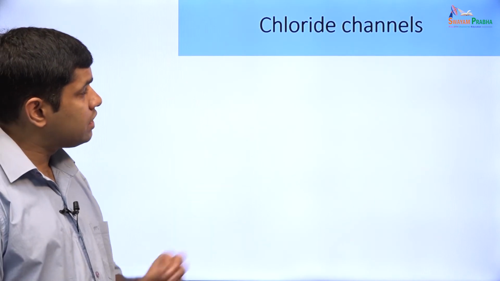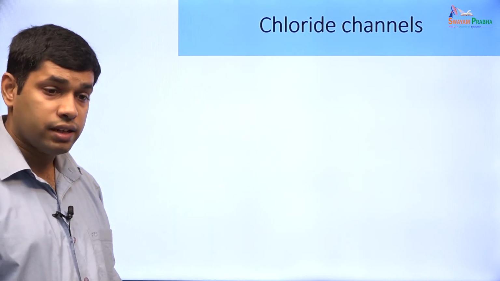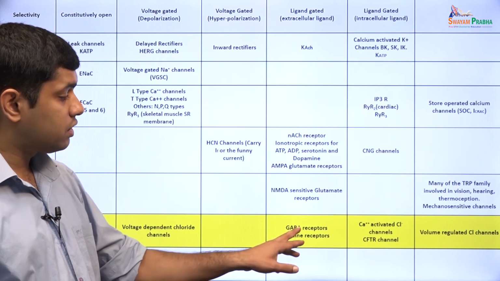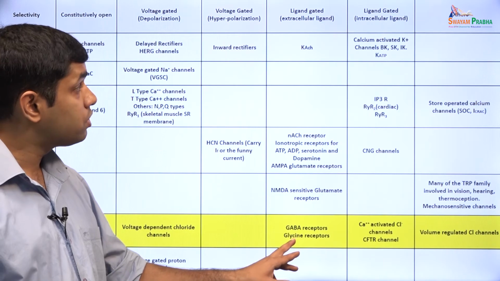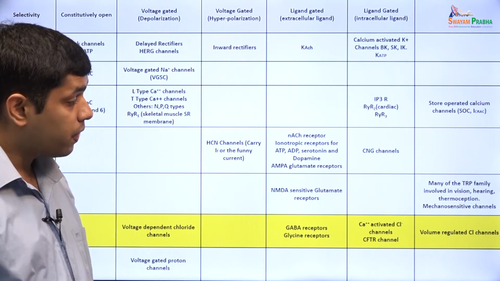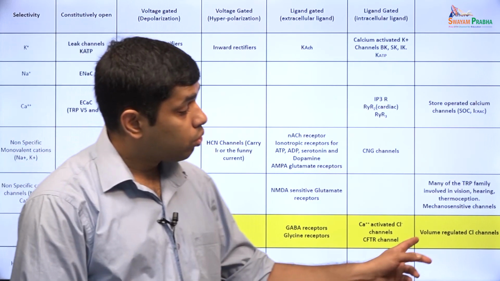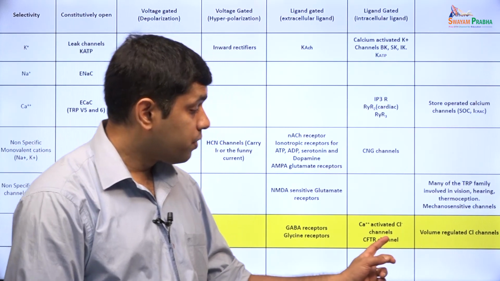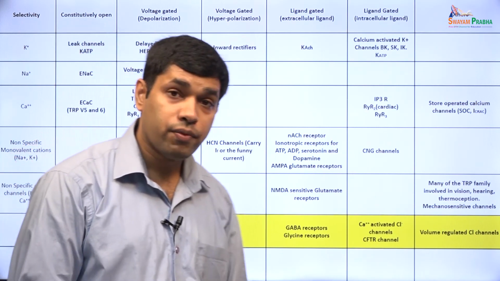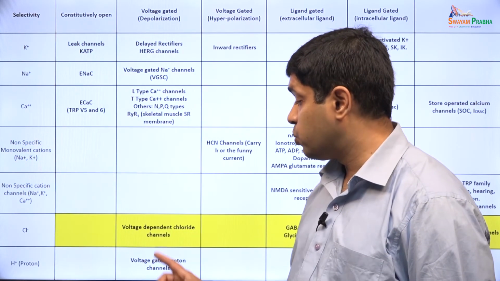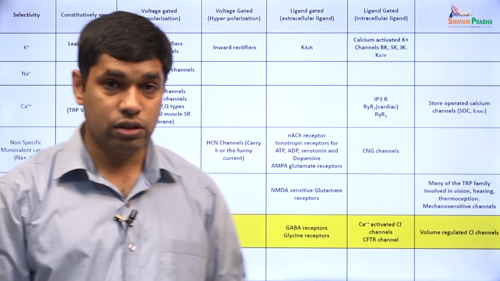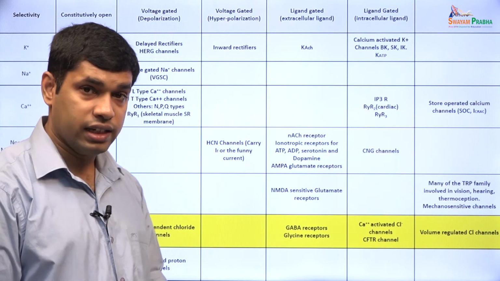We will discuss a little bit about the chloride channels. When you look at the different chloride channels, we will discuss the GABA and glycine receptors. GABA and glycine are both inhibitory neurotransmitters. There are also chloride channels which help regulate volume, and chloride channels which are implicated in cystic fibrosis, the CFTR channel. We have chloride channels which are voltage dependent, but we will talk a little bit about the GABA as well as the glycine receptors.